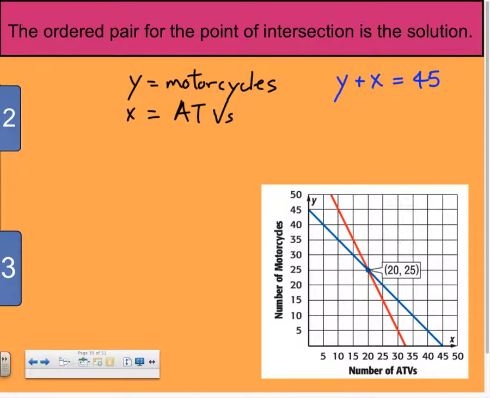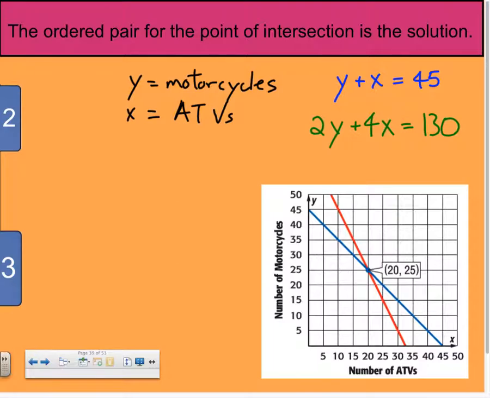But I know that each motorcycle, y, has two wheels. So if I take every motorcycle and multiply by its two wheels, and then I take every ATV, or x, and multiply it by its four wheels, if I add those together, I should get the total number of wheels, which is 130. So now I've got two equations that if I graph on the line, I should be able to see where they intersect. Now, the difficult thing is it's hard to graph these equations. Okay, so it's easier if we can change them into slope-intercept form.